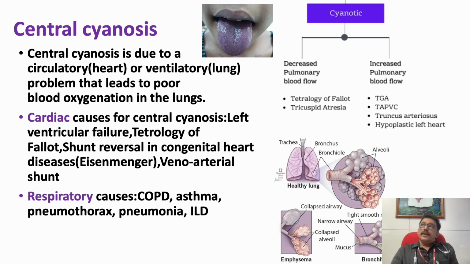Veno-arterial shunt can also produce cyanosis in patients. Among respiratory conditions, mainly asthma, COPD, pneumothorax, pneumonia, ILD, any condition in which the diffusion capacity for oxygen is reduced can produce cyanosis. But the commonest things we see in our practice are COPD and asthma.